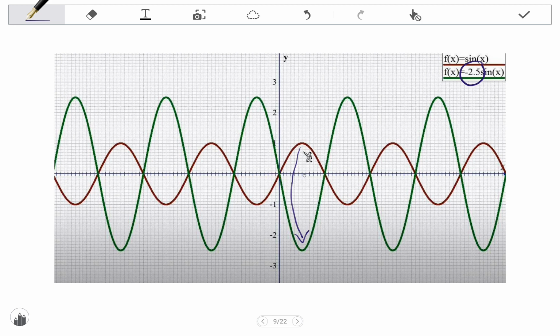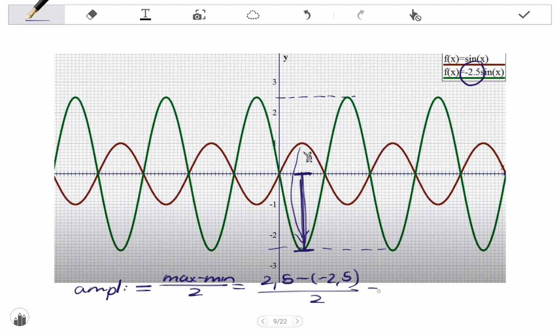So we see that the amplitude is the maximum value minus the minimum value, divided by 2. My maximum value is 2.5. Minimum value is -2.5. So if we calculate it, it would be 2.5 minus -2.5 divided by 2. That's 5 divided by 2, which is 2.5. So always a positive value. Our amplitude is 2.5, but the negative here represents a reflection about the x-axis.